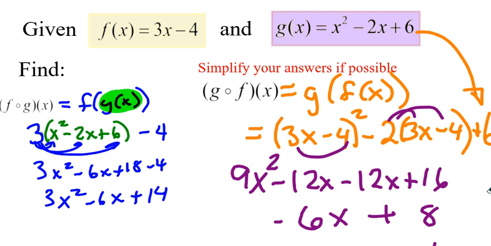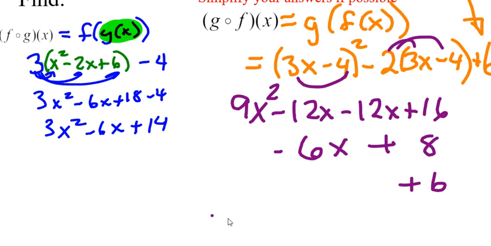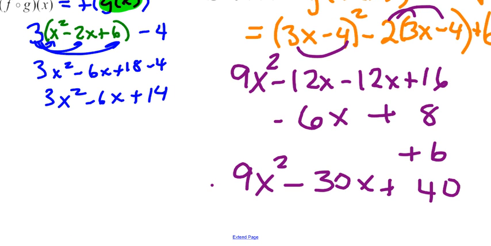Okay, and so now you can see from here, I can now simplify this and see I have 9x squared minus 20x plus, whoops, I meant 30x, I meant 30x plus 40. All right, that is how we do it in equations.